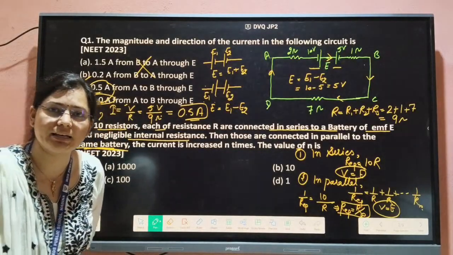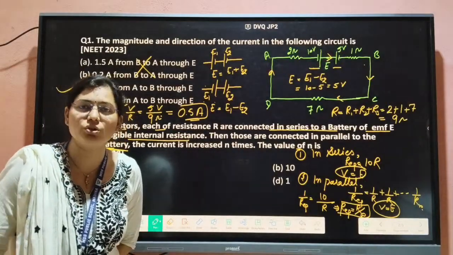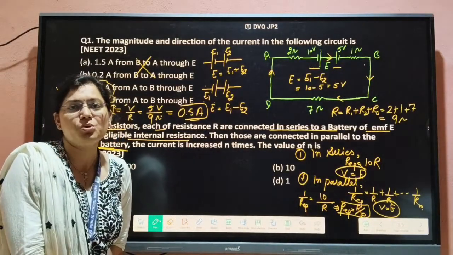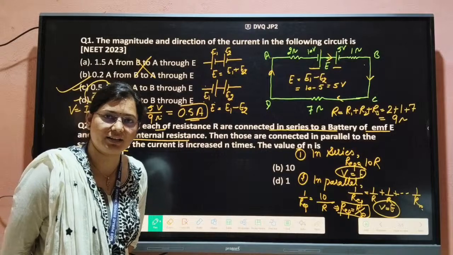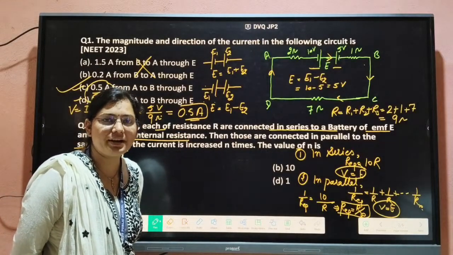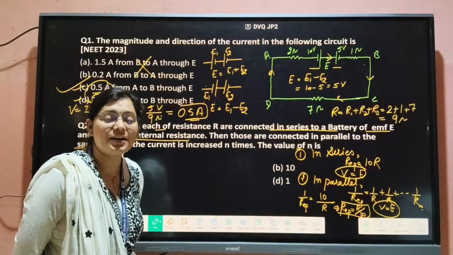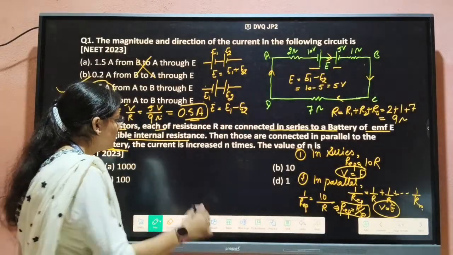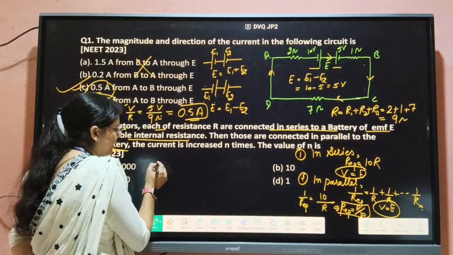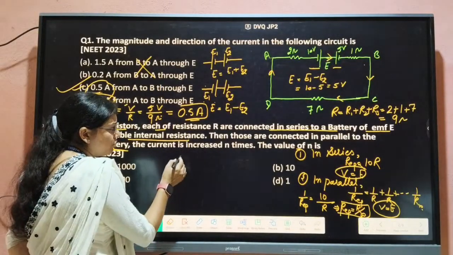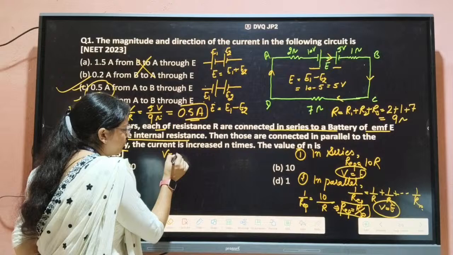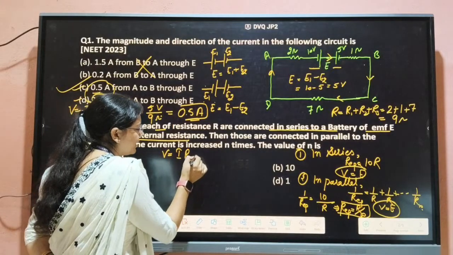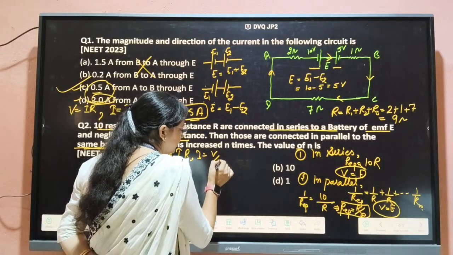Then here we have to find out the current increases n times. How much will the current increase? It is saying n times increase, and we have to find the value of that n. Clear? So first we have to find the current in both cases, then check how much current will be increased in our parallel connection. We find current by using Ohm's law, with voltage and R given, I equals V by R.